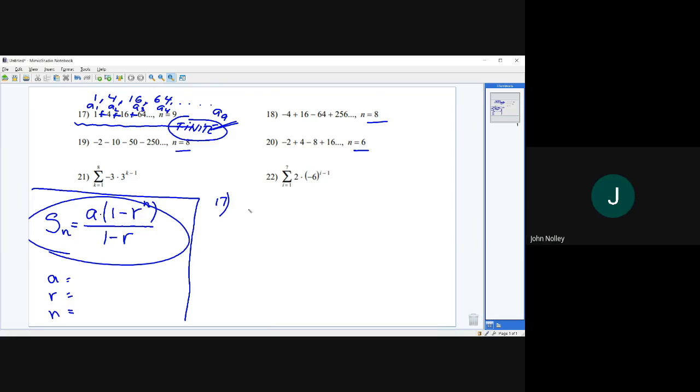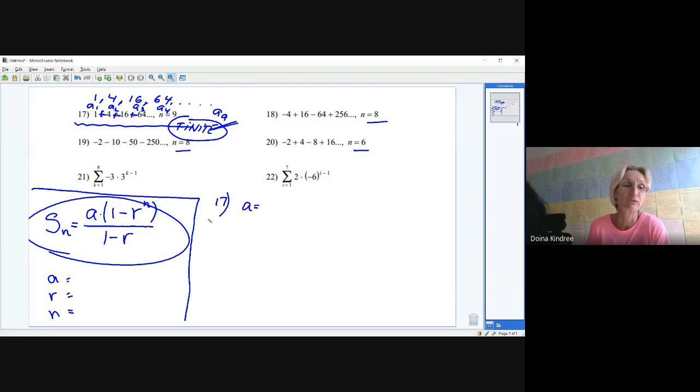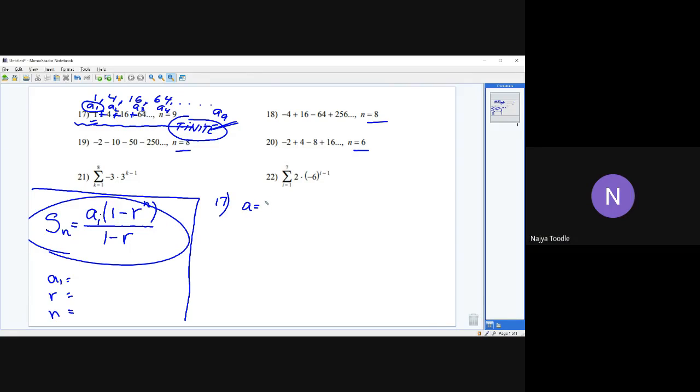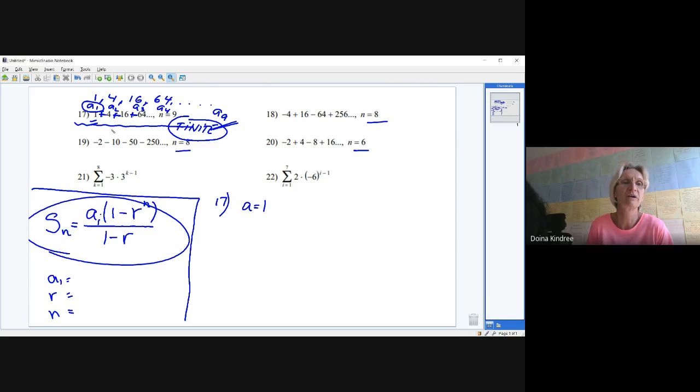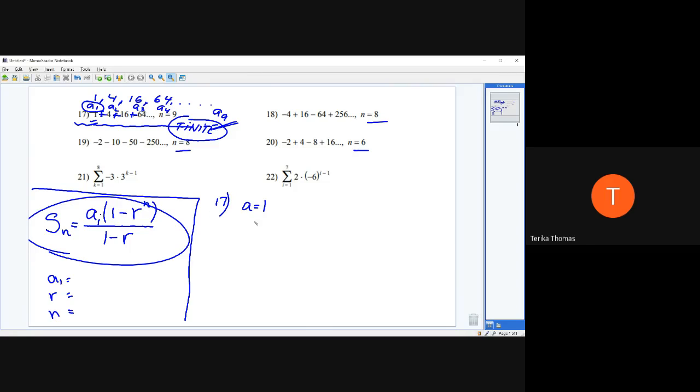Okay, so for number 17, what is my A? A equals, A is what? What is the first term in the series or the sequence? So this A sub 1 or A by itself is actually the first term here. The very first term. So when the series is given to you like this as a sum term by term, you are just reading the first term. So the first term is, what am I writing? 1.